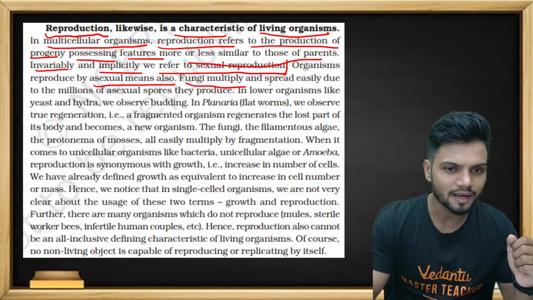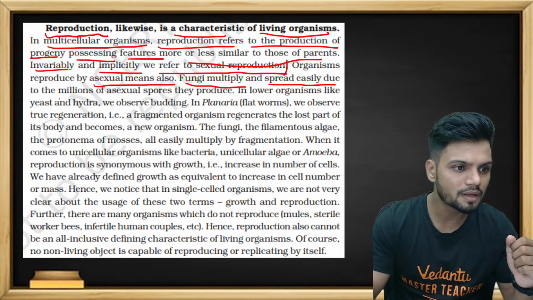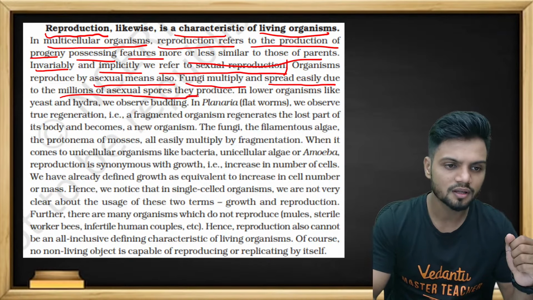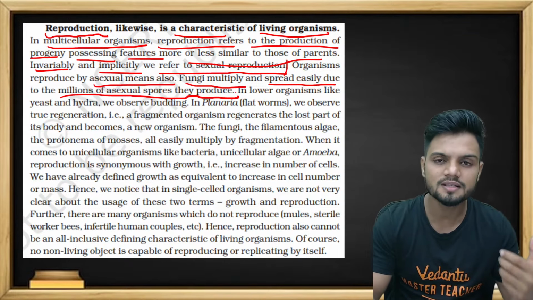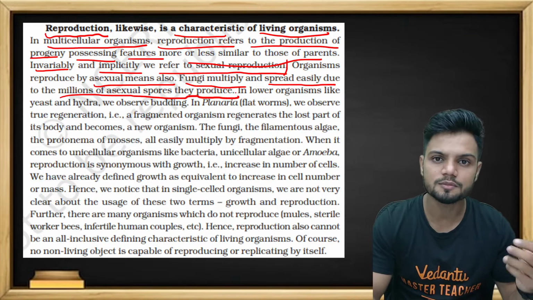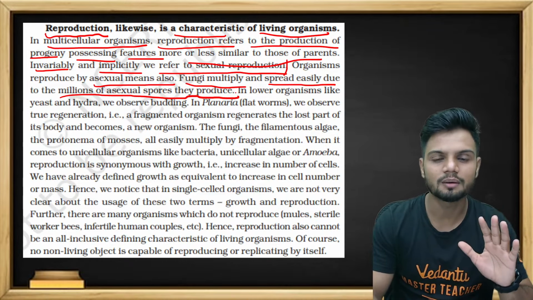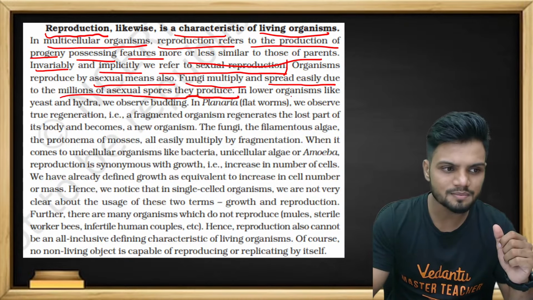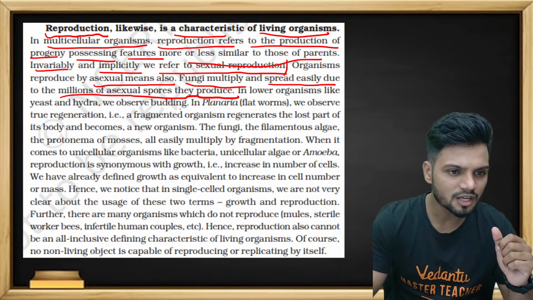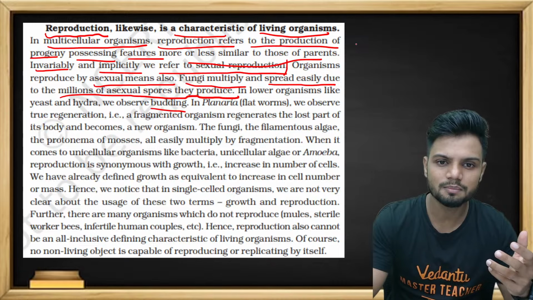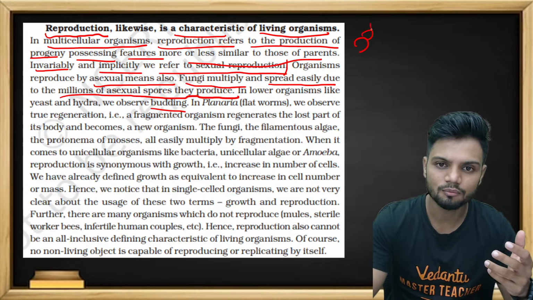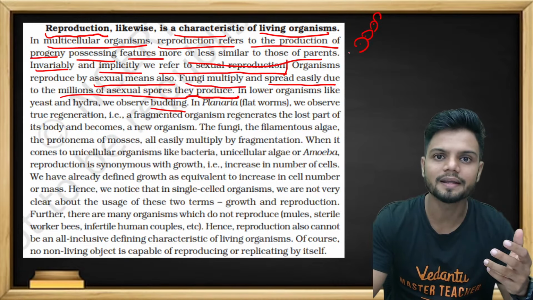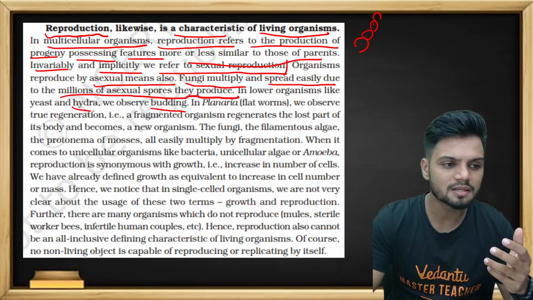Fungi multiply and spread easily due to the millions of asexual spores they produce, like basidiospores and ascospores. You will learn all that in the next chapter. In lower organisms like yeast and hydra, we observe budding. In yeast, one bud is there, one more bud will grow. This is called budding. In hydra also we can see budding.